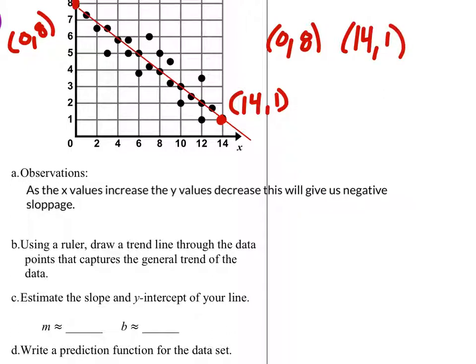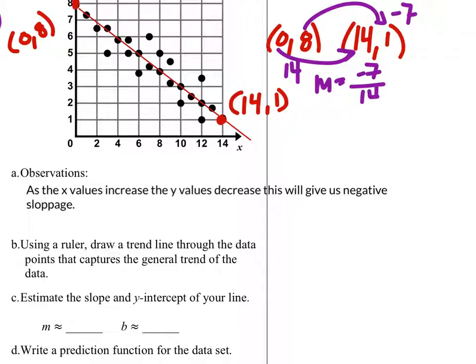because some of us really like this rainbow method, right? So from 7 to 1, I would go down 6. So my slope right now is down 6. And then I would go to the right 14 minus 8. So my slope is about negative 1/2. Again, yours may be slightly different, and that's okay, but it should be pretty close.